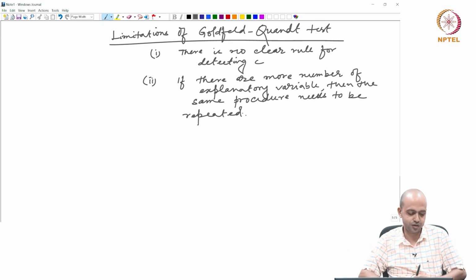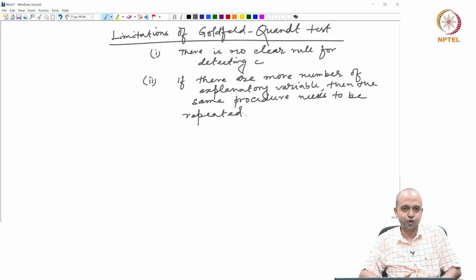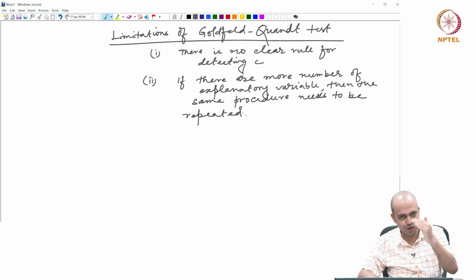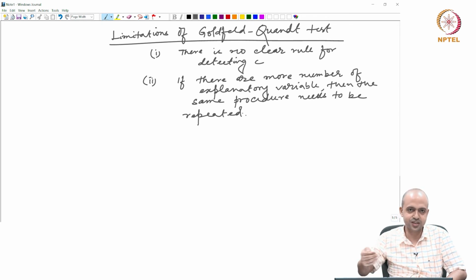These are the limitations. So, in our next class we will discuss another test which is more general in nature. You do not need to delete these observations, that means at one go we can implement the test without repeating the procedure. So, we will go for a more advanced test for detecting heteroskedasticity in our next class. Okay.